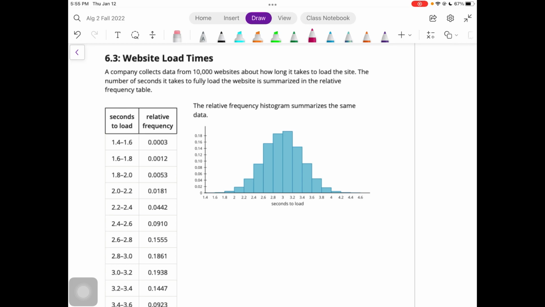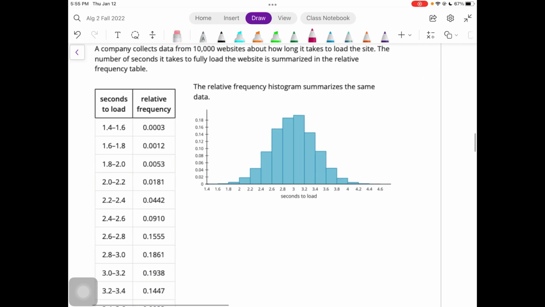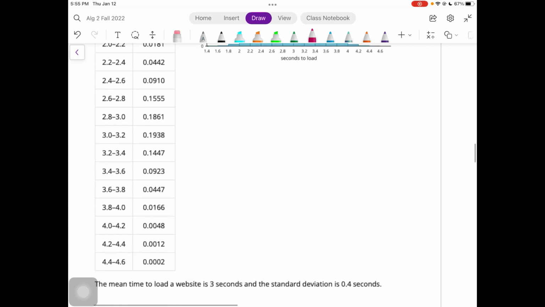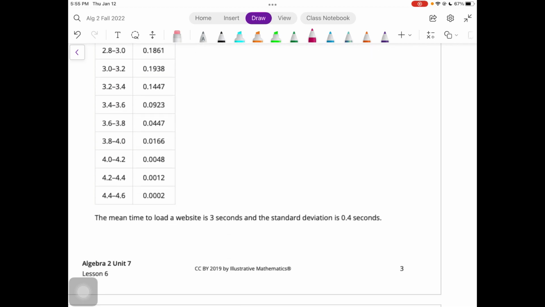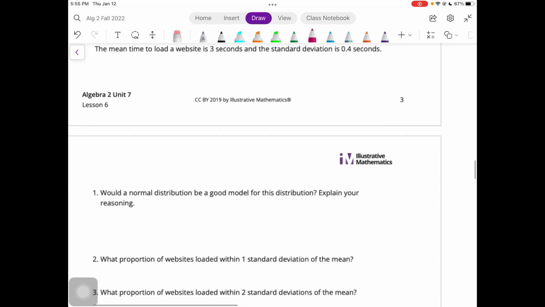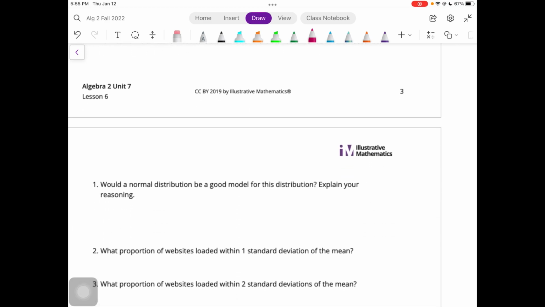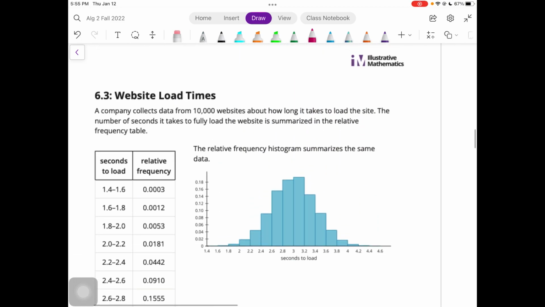So now we have a relative frequency table. Instead of just a count for each bar, we have relative frequency, so that kind of gives us the proportion there, depending on how wide each bar is. But anyway, we've got our relative frequency histogram. You can see all of the data on the left-hand side. We know that the mean is 3 seconds and the standard deviation is 0.4 seconds. So would a normal distribution be a good model for this distribution?